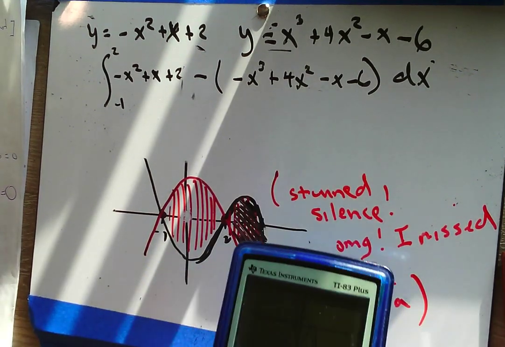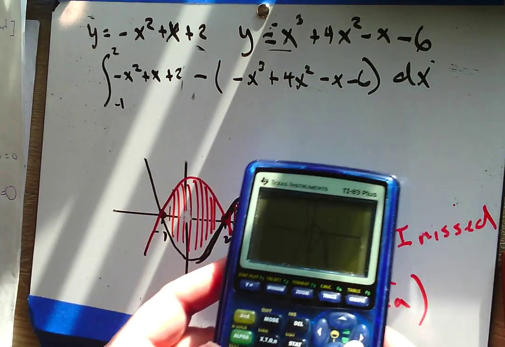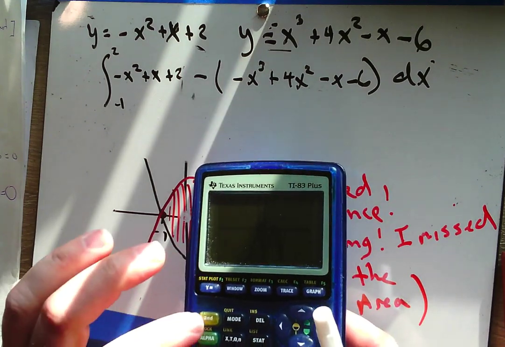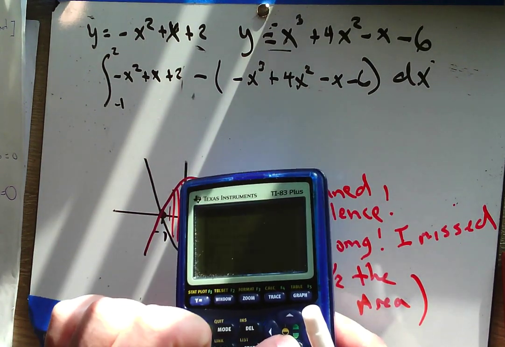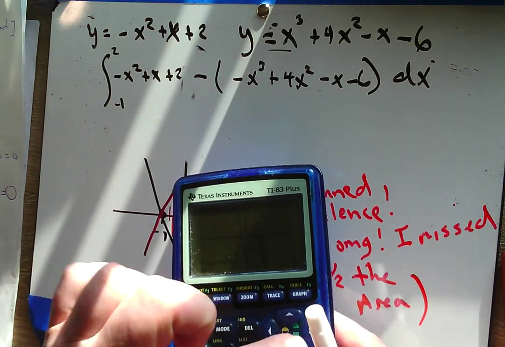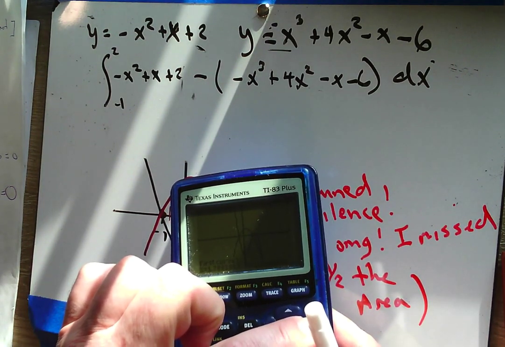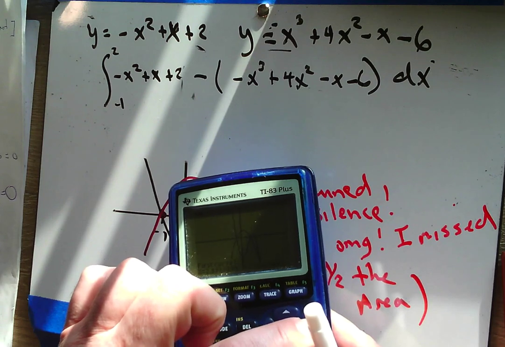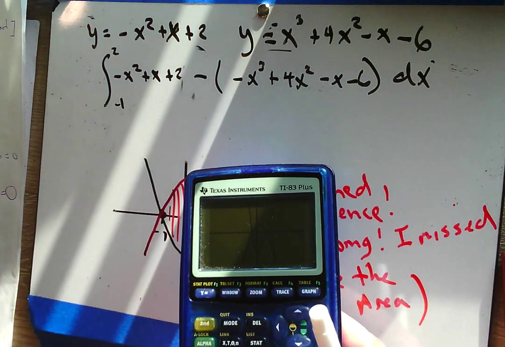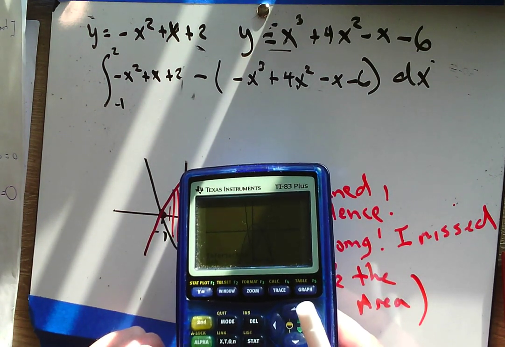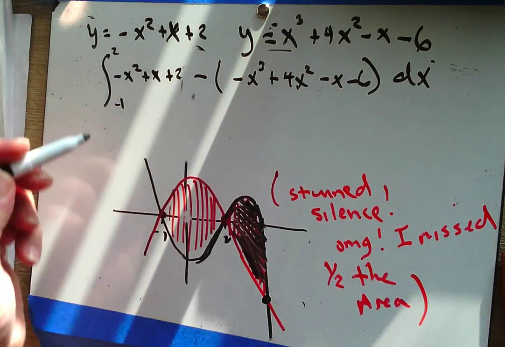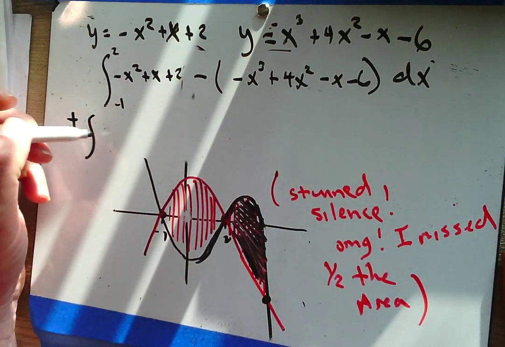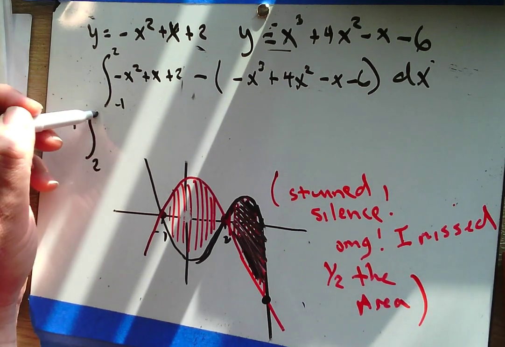Where's that? Well, if I pull out my calculator and do second calculate intersect and bring my calculator close to that point of intersection and hit enter 3 times, 4, -10. So plus the integral from 2 to 4.